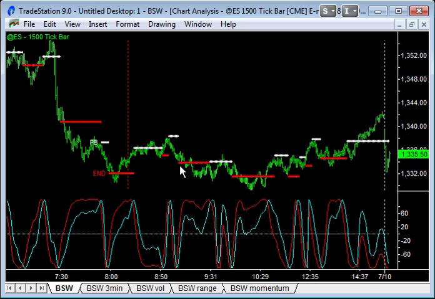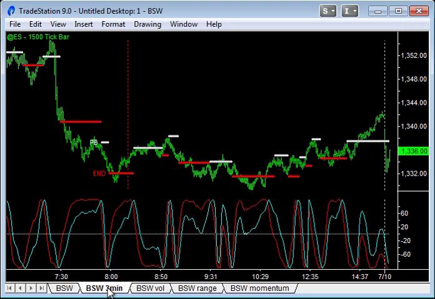A couple of the support levels could have been better plotted. Maybe this one here was better printed here. This one here would have been nice to catch the low down here. But apart from that, it's not done a bad job of pulling out the trending activity and the support and resistance levels here. So that's just a regular 1500 tick bar chart.